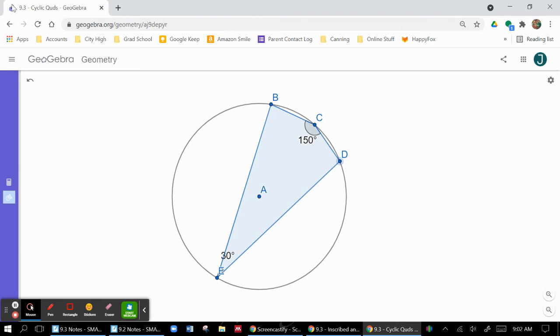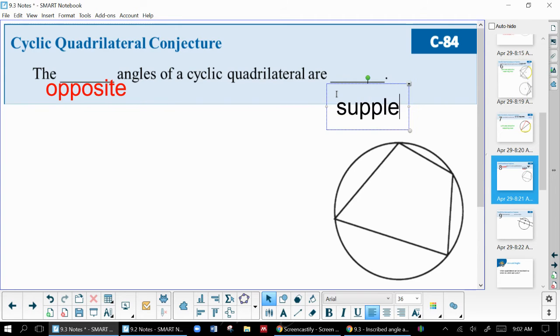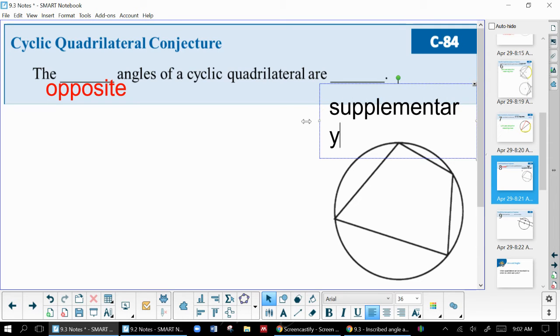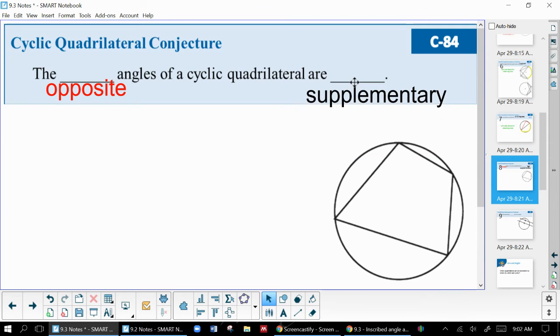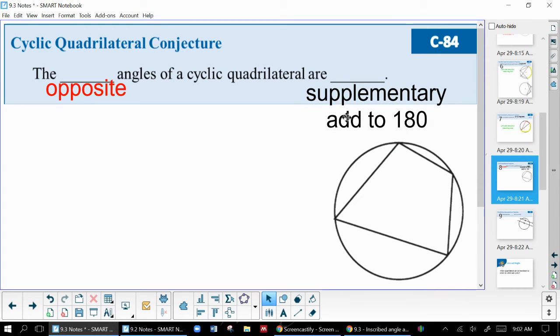So in a cyclic quadrilateral, or any quadrilateral that can be inscribed in a circle, the opposite angles are supplementary, which again means that they add up to 180 degrees. You can put whatever one you want in there. Your definition, not mine. So go ahead and put that in.